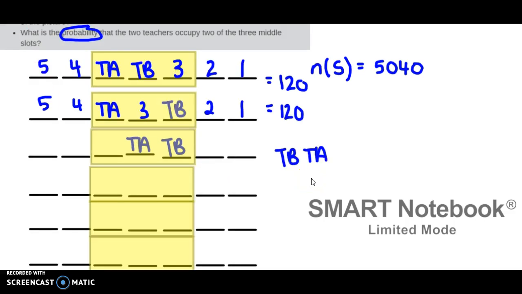Okay, so hopefully you were able to figure out, yeah, I can put teacher A right in the middle and keep teacher B in the 4th spot. And so that's a different arrangement. It's a different order. And so I've got another 5 times 4 times 3 times 2 times 1, or 120 possible ways to arrange them. So I'm going to squeeze that up in here.